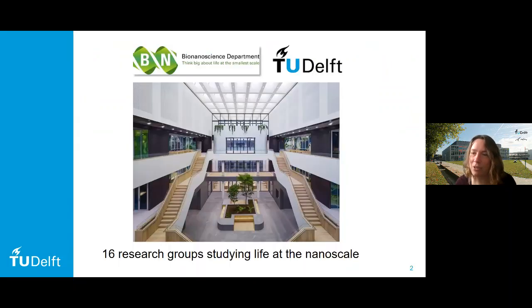So I'm a nanobiology lecturer and I'm also a scientist. I'm working at TU Delft in the bio-nanoscience department. So we actually work inside the building that you see in everyone's background. And I work there together with 15 other research groups, and all together, our purpose is to study life at the nanoscale.